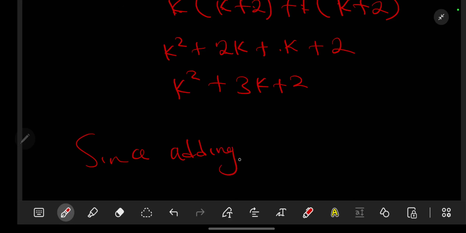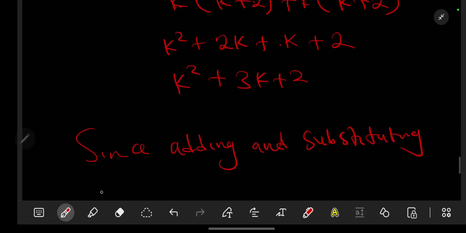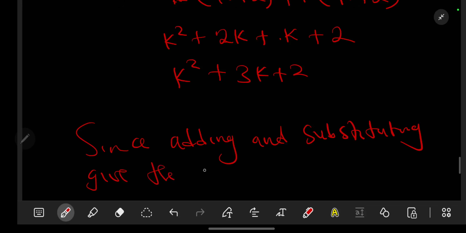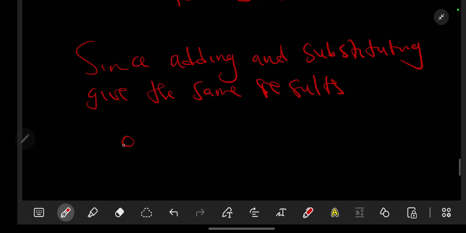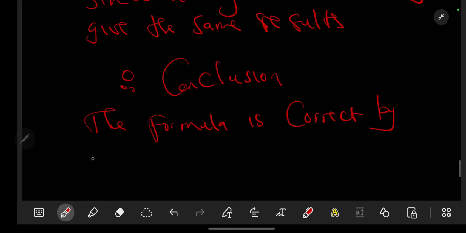Since adding and substituting gives the same result, these statements are important. We can say, therefore, the conclusion will be the formula is correct by mathematical induction.